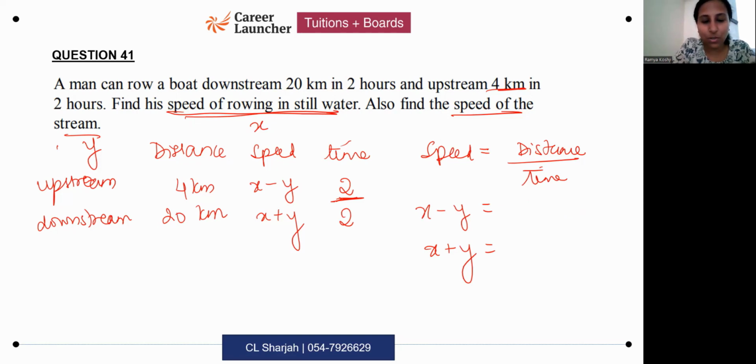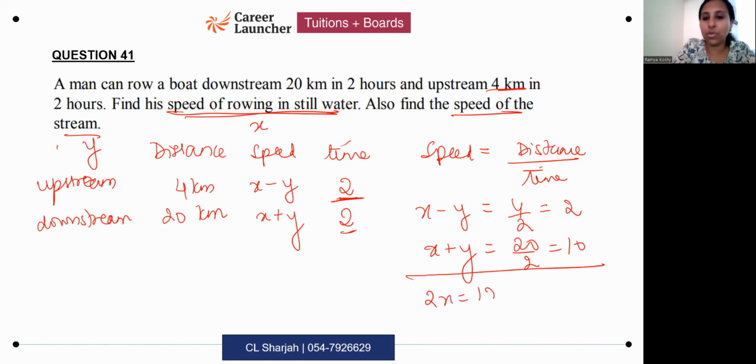Right? So upstream 4 kilometers, he went in 2 hours. So what is the upstream speed? 4 divided by 2, which is 2 kilometer per hour. Downstream is x plus y, 20 kilometers in 2 hours. So 20 divided by 2, 10. Very simple equations to solve. Right? You will get 2x is equal to 12. You will get x is equal to 6. So speed of rowing in still water is 6 kilometer per hour. Speed of stream is 4 kilometer per hour. Simple.